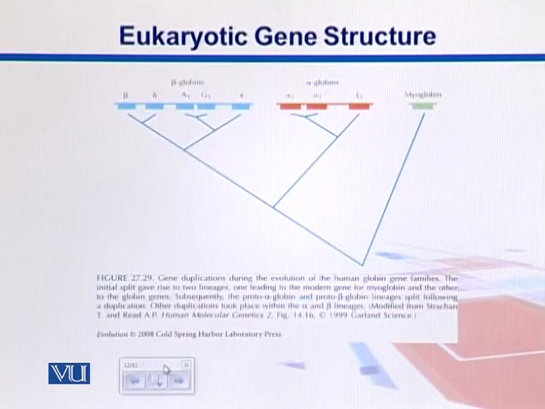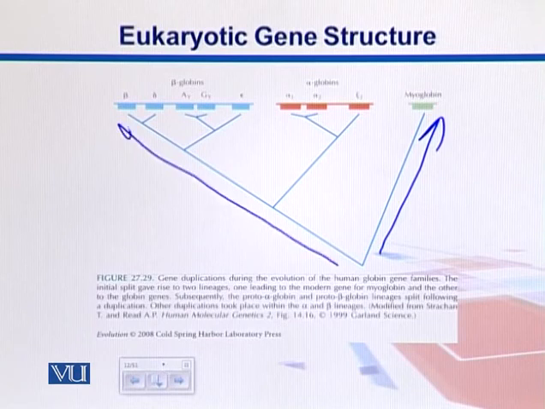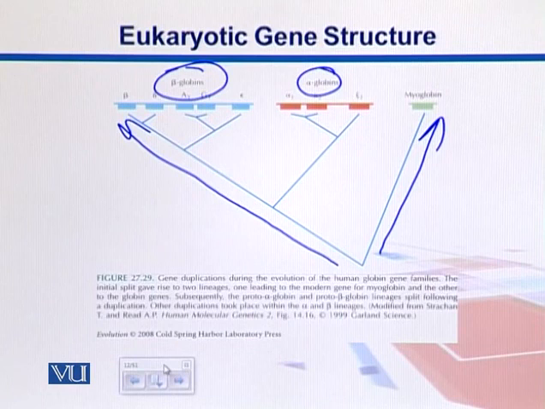Here is an example of gene duplication. We have the human globin gene. The first duplication gave rise to two types of globins. One is myoglobins, and then we have globins on one side, and within the globins we also see alpha and beta globins. This process is called gene duplication.